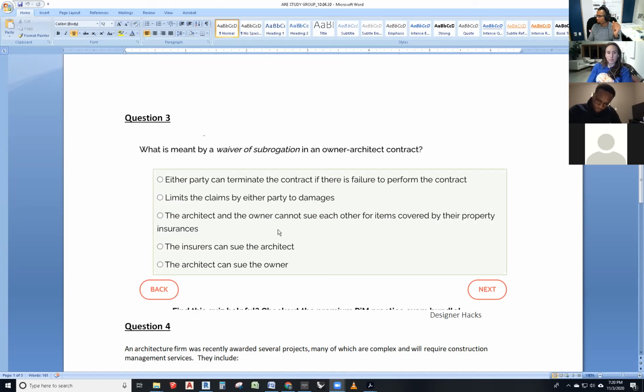That's kind of like a consequence of damage because I am not making money on my Christmas opening of my store because of your failure to open it. But it's not called consequence of damages, it's called liquidated damages.